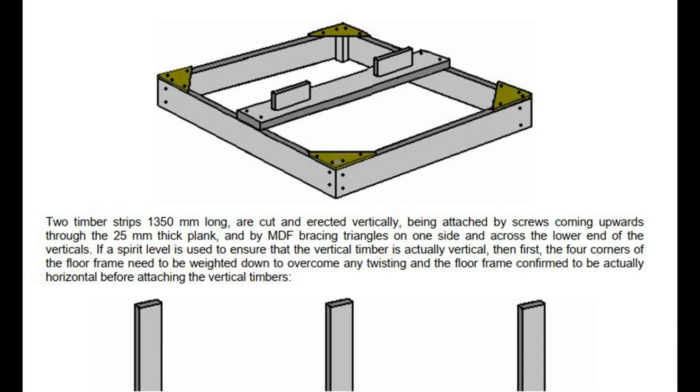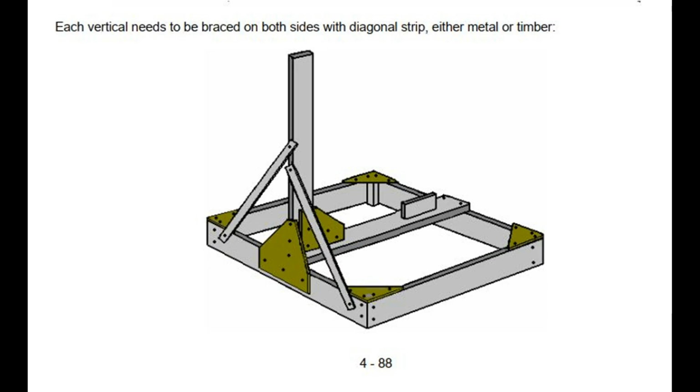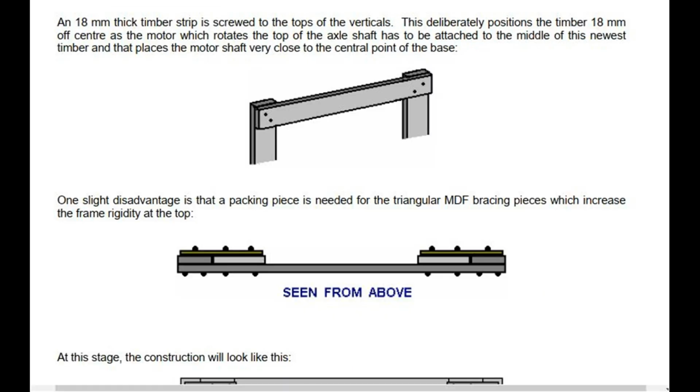If a spirit level is used to ensure that the vertical timber is actually vertical, then first, the 4 corners of the floor frame need to be weighted down to overcome any twisting, and the floor frame confirmed to be actually horizontal before attaching the vertical timbers. Each vertical needs to be braced on both sides with a diagonal strip, either metal or timber. An 18 mm thick timber strip is screwed to the tops of the verticals.